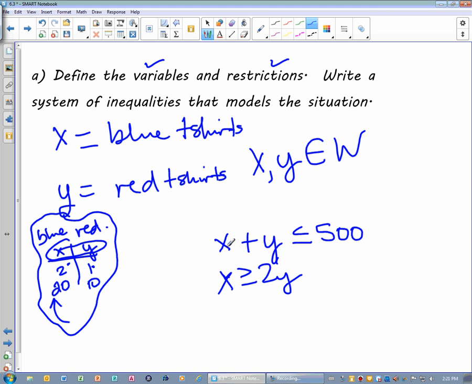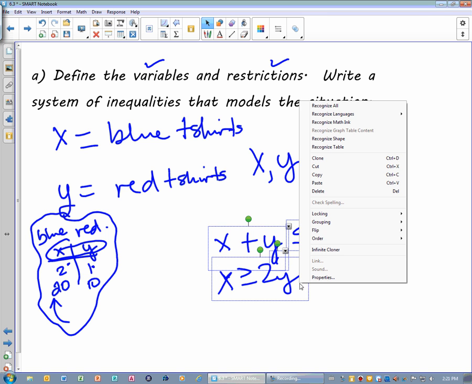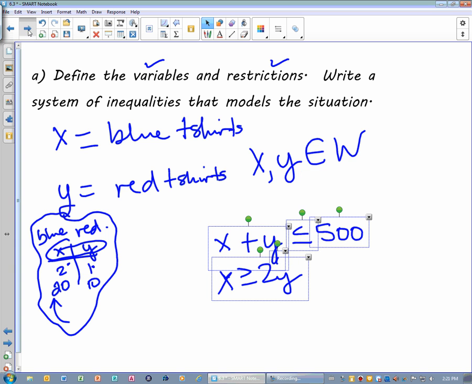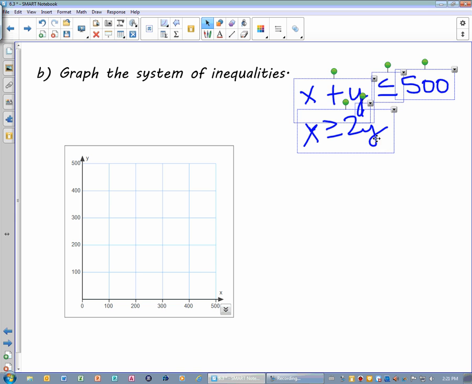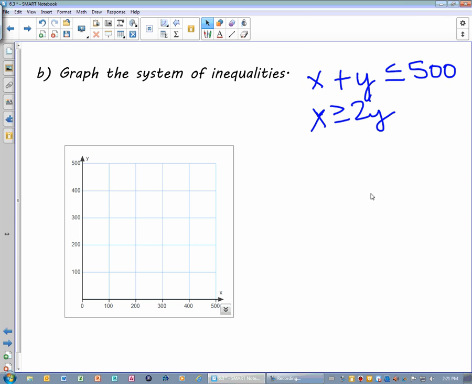Okay? So my 2 equations that I have to graph in B, because it says graph the system of inequalities, is x plus y less than or equal to 500. I'm going to copy this. And x greater or equal to 2y. Okay. So the first equation I'm going to graph is x plus y is less than or equal to 500. Well, this one I could put into y equals mx plus b form.